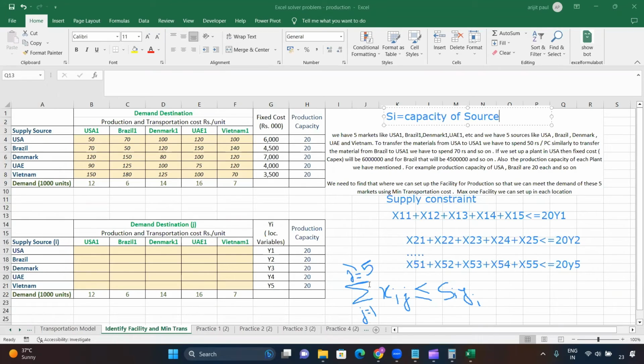And if we want to implement this formula for all the jth markets, then again we need to mention the same thing. This is applicable for all i in the set of I. So this supply formula is applicable to all the sources. This becomes our compact mathematical model for the supply constraint.